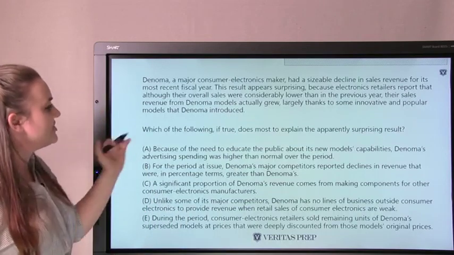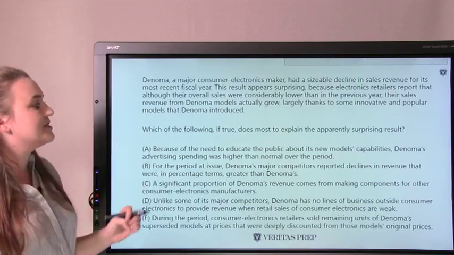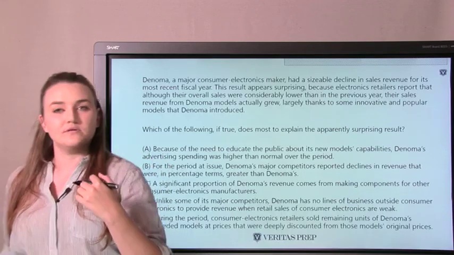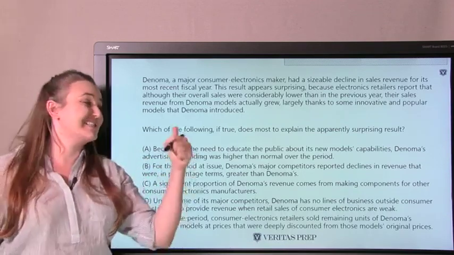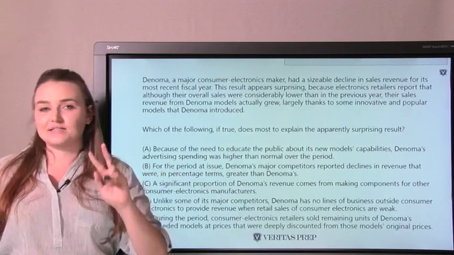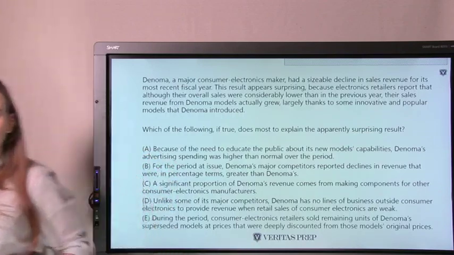So we've got, which of the following, if true, does the most to explain the apparently surprising result? So same question structure, slightly different wording. Let's go ahead and take two, and then we're going to circle back on it.